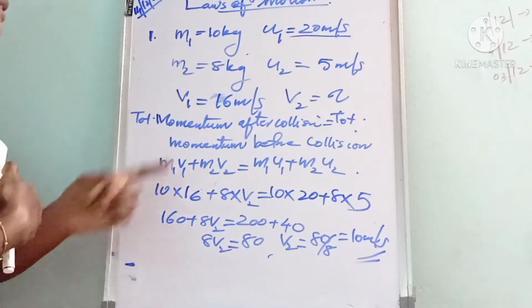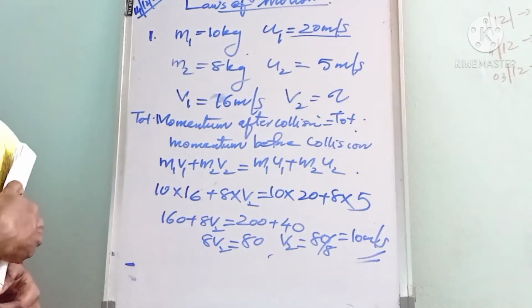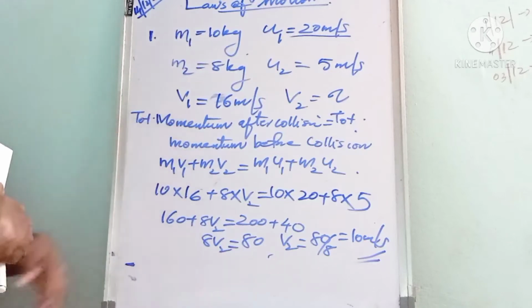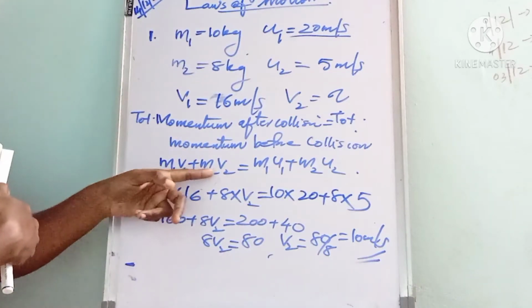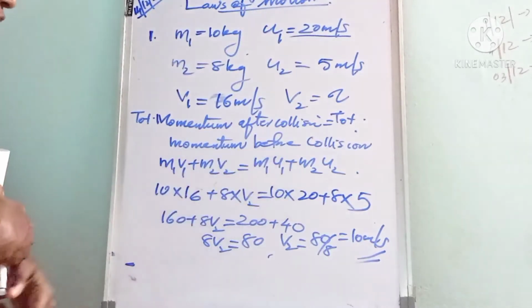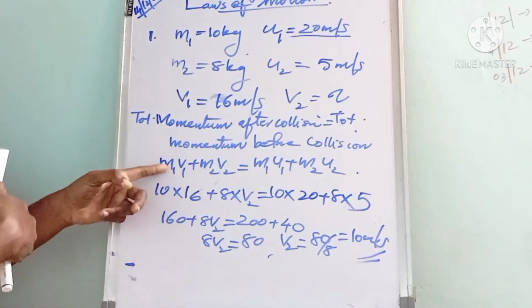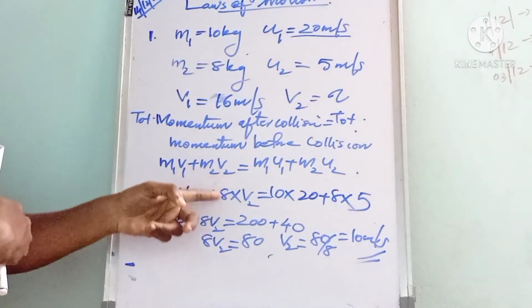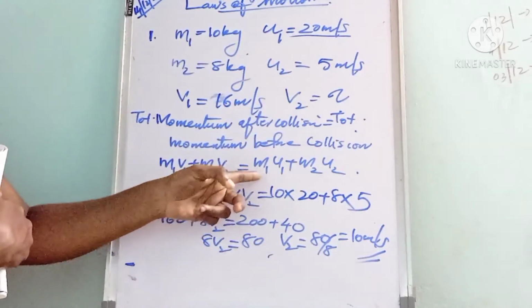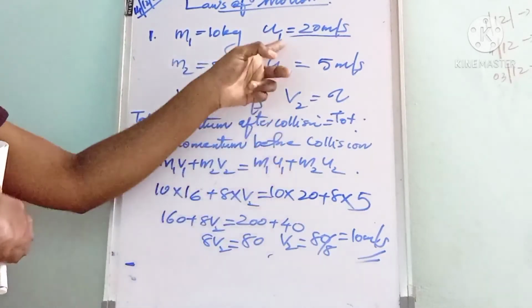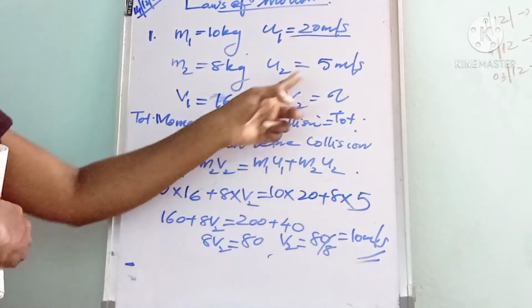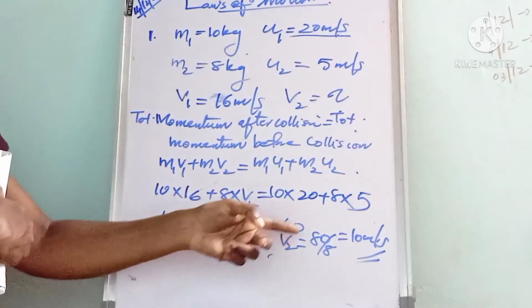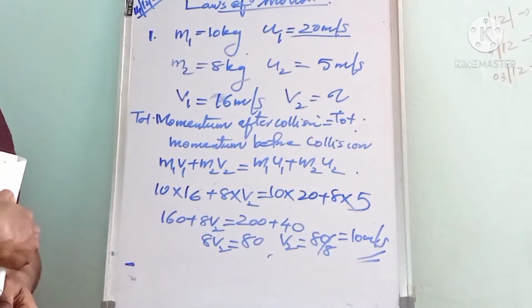Here we are applying law of conservation of momentum. So according to law of conservation of momentum, total momentum after collision is equal to total momentum before collision. So we can write m1 v1 plus m2 v2 is equal to m1 u1 plus m2 u2. Then substitute m1 as 10, v1 as 16, plus m2 is 8 kg and v2 we have to find. Then m1 is again 10, u1 is 20, plus m2 is 8 and u2 is 5. Then simplifying this, we will get the velocity of the second body as 10 meter per second. Okay.